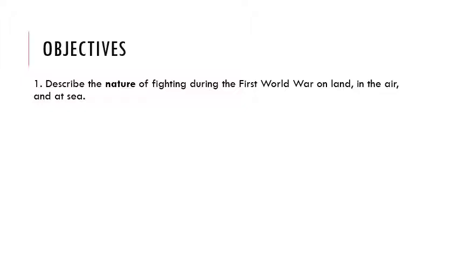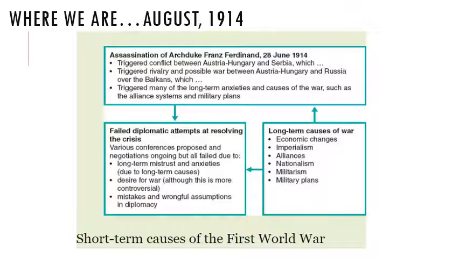There's only one objective really for this, and that's to describe the nature of fighting during the First World War on land, in the air, and at sea. So when we talk about these different types of wars, when we're analyzing the course of them, we're going to be looking at those types of issues.